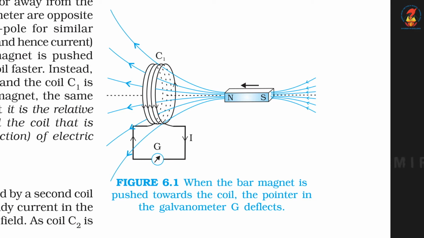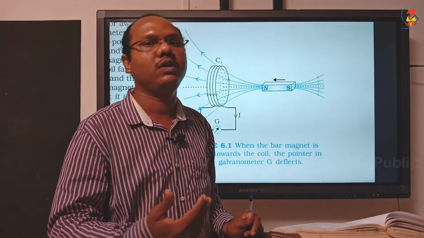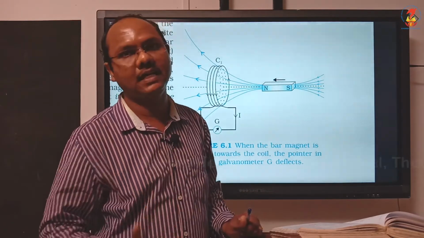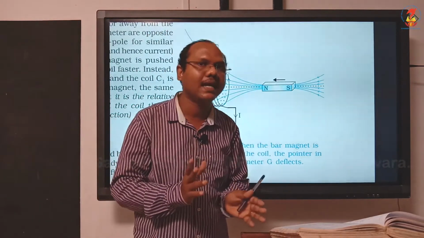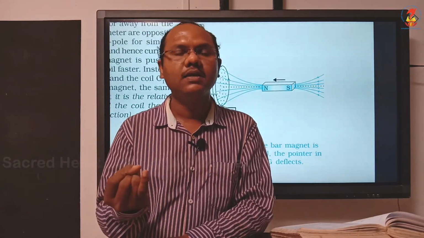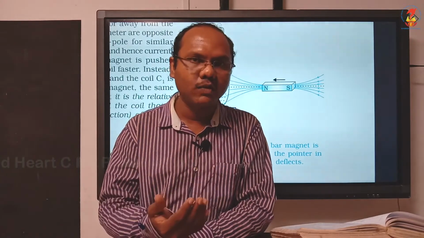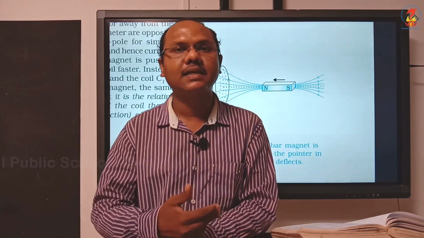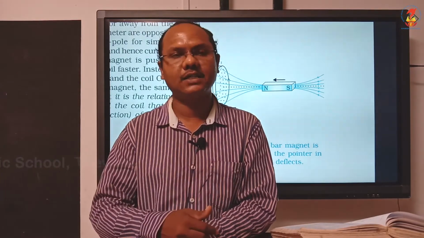Similarly, if I introduce the south pole into the coil, the current will be in the clockwise direction. So remember these directions. If the north pole is entered into the coil, the current will be in the anti-clockwise direction, and if the south pole is entered into the coil, the current will be in the clockwise direction.